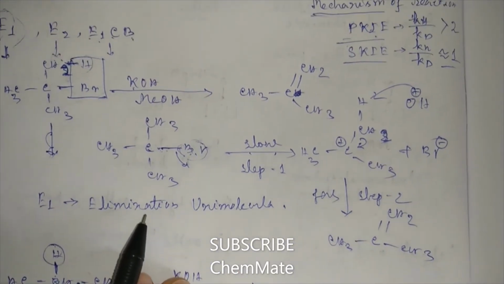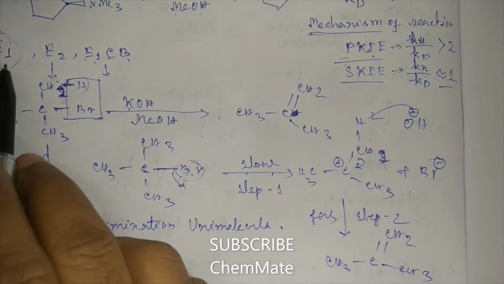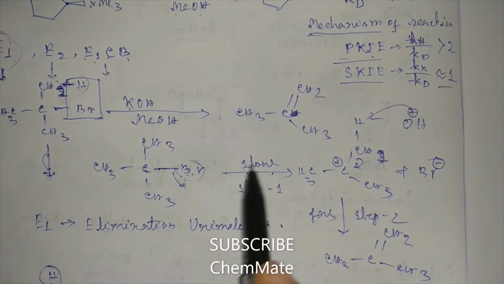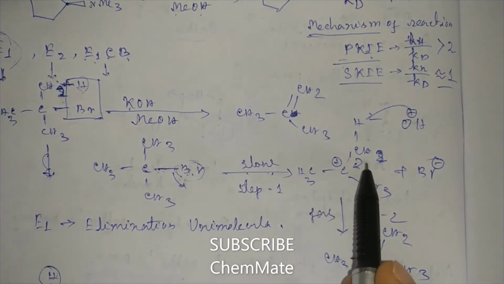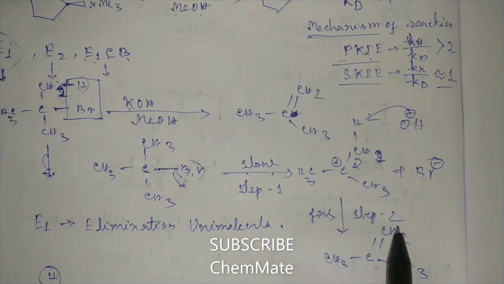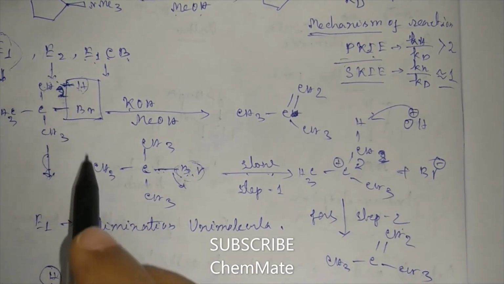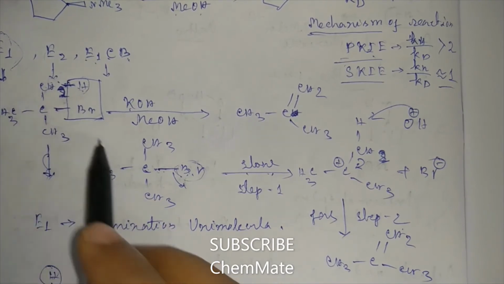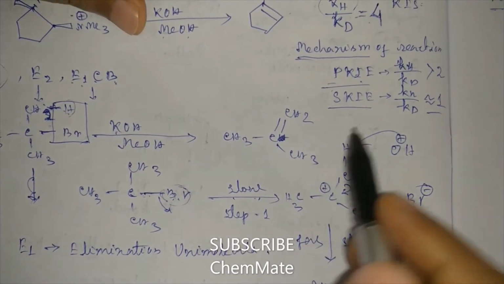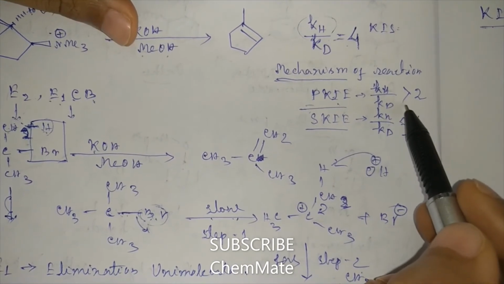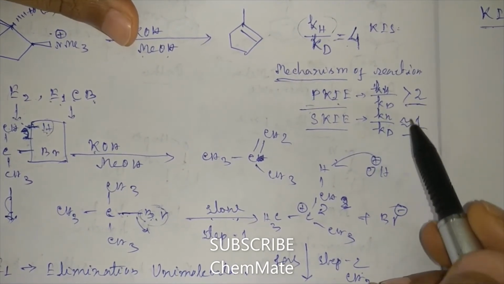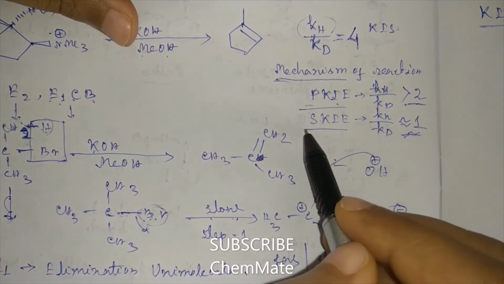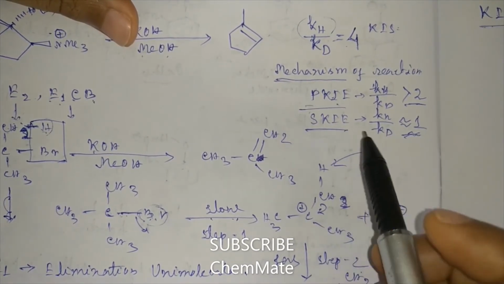But in case of the E1 reaction, this CH bond is not breaking in the slow rate determining step. It is breaking in step 2. So if we replace this CH with deuterium, then we will not observe rate enhancement; we will get nearly equal to 1. That means this is a secondary kinetic isotope effect.